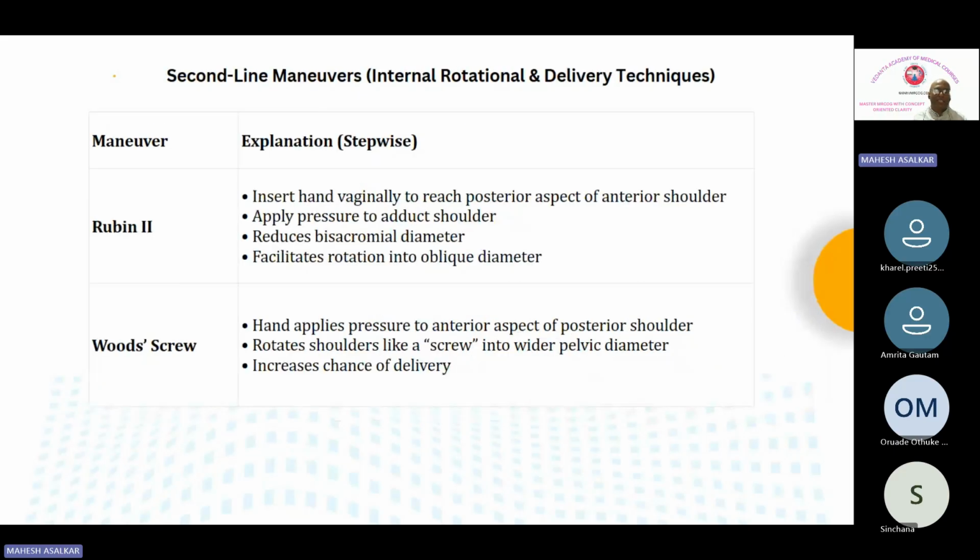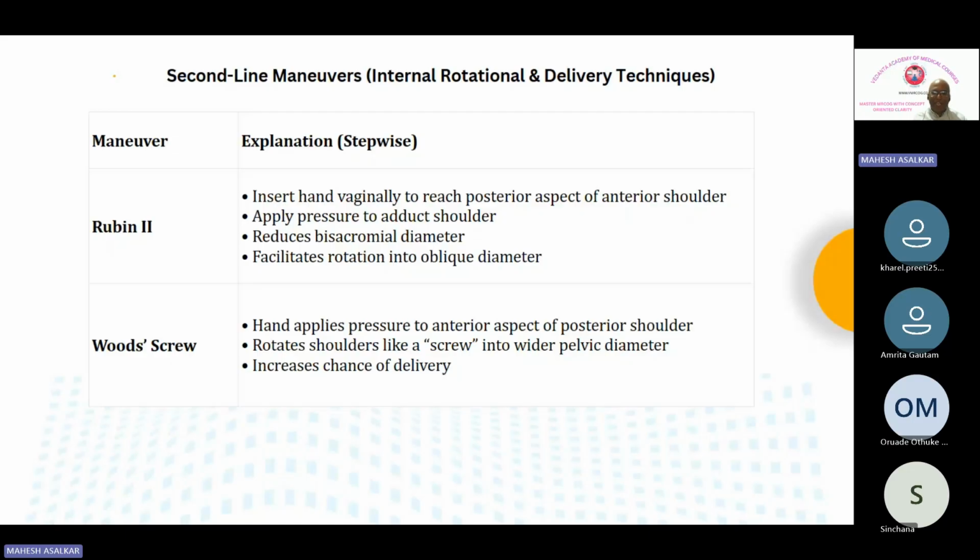Okay. Then what we have is the internal maneuver, Rubin's 2. In Rubin's 2, what you have to do is insert the hand into the vagina to reach the posterior aspect of the anterior shoulder. Remember, posterior aspect of the anterior shoulder. Apply pressure to adduct the shoulder. It reduces the bisacromial diameter and facilitates rotation into the oblique diameter. So up till now, we were dealing with only the anterior shoulder. In Rubin 2, it is an internal vaginal maneuver in which you are giving pressure over the posterior aspect of the anterior shoulder. Okay.